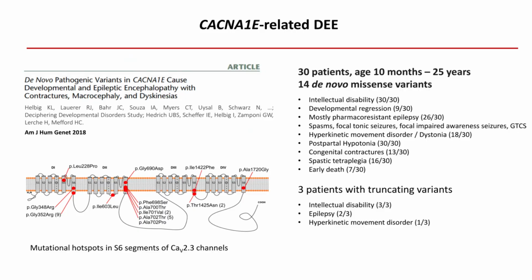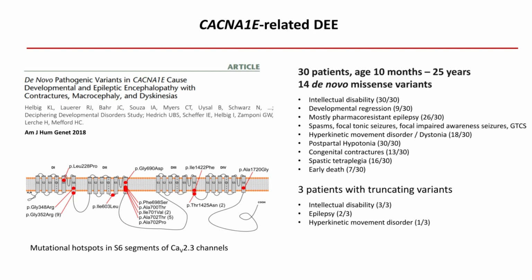Okay, so the starting point of finding this disease was by our collaborators, Heather Mefford, who led the group, and Katie Helbig, who did all the recruitment of the patients. There were altogether 30 patients recruited between an age of 10 months and 25 years. These were 14 de novo missense mutations. De novo means, as you probably know, that the parents do not carry these variants, but only the children.